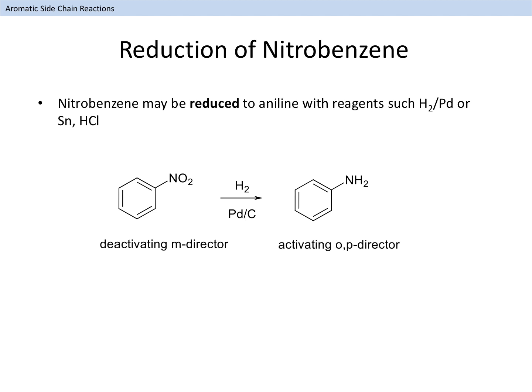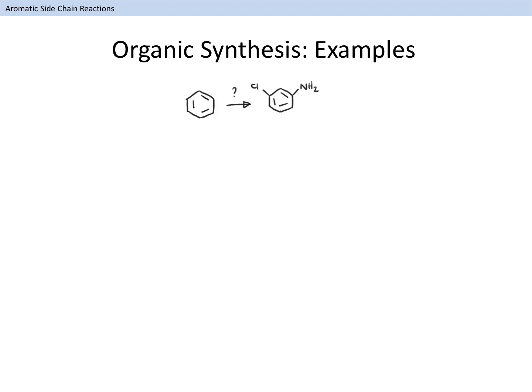Let's go to the next page and look at some examples for how we can use these reactions, and others we have learned in this lesson, to solve a few multi-step synthesis problems. For the first synthesis example, let's look at the conversion of benzene into 1-amino-3-chlorobenzene.